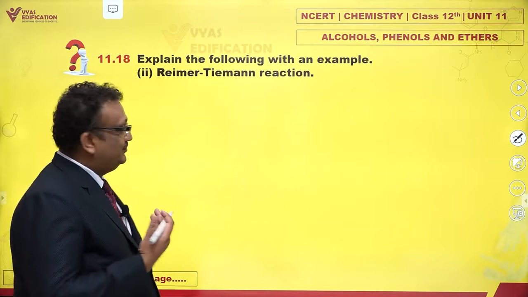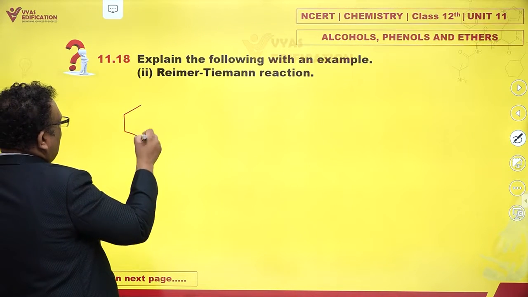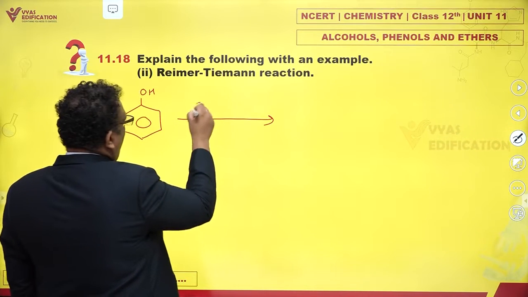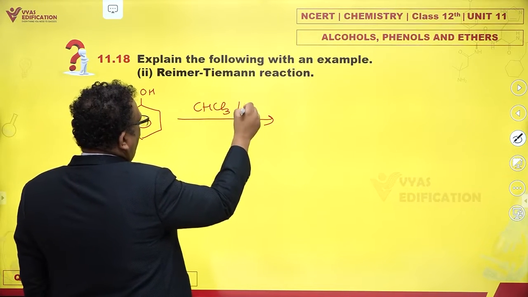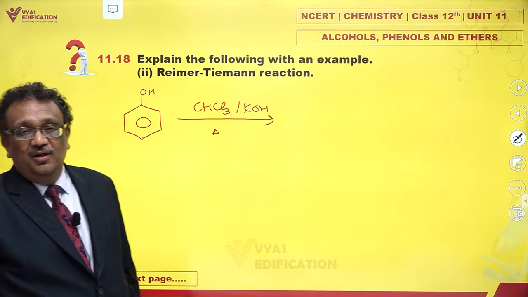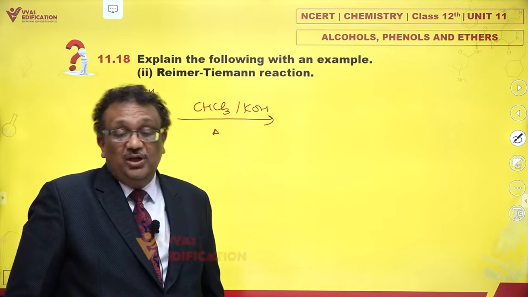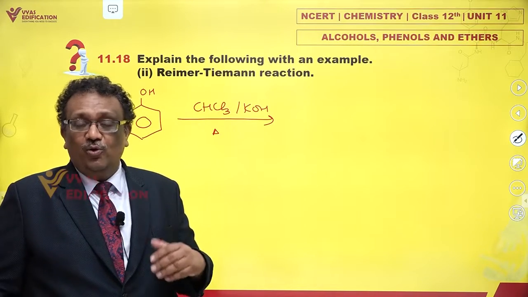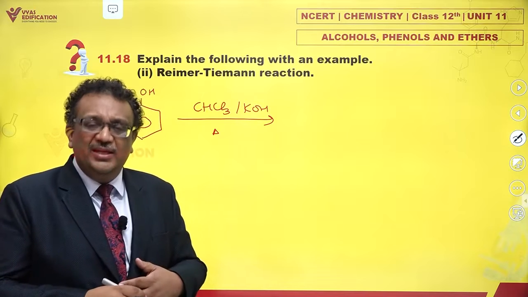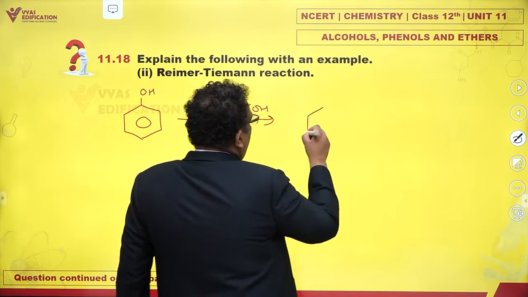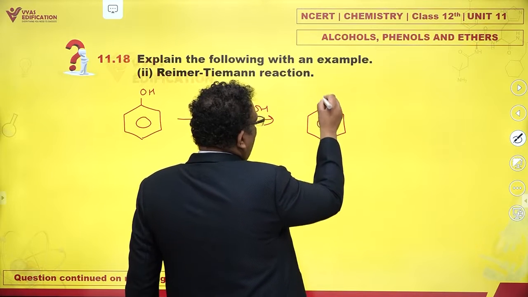Reimer-Tiemann reaction. Well, you start with phenol. You take chloroform and you take NaOH or KOH, whichever you feel like, and you heat it somewhat. What does it give you? Actually, chloroform reacts with KOH. It produces dichlorocarbene also as an intermediate, in case you're interested. Otherwise, all you should be interested in is you get a nice salt.